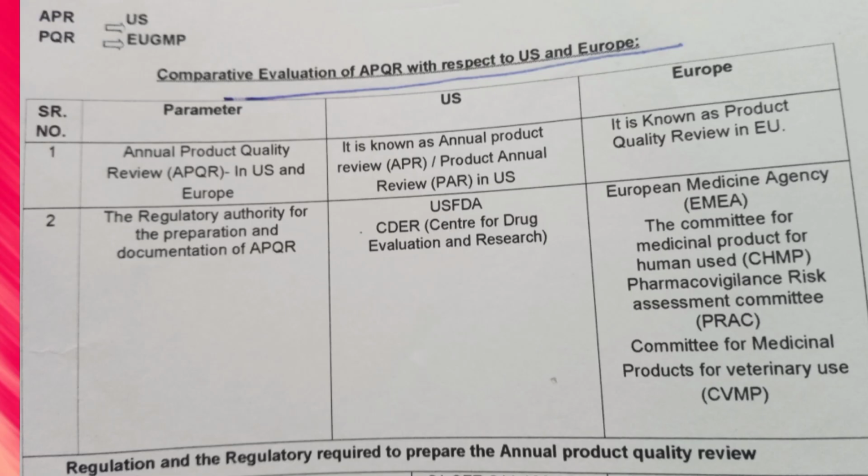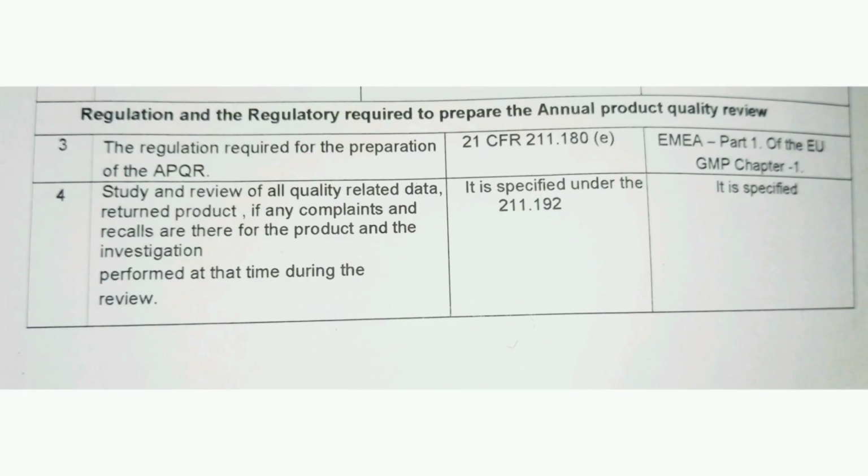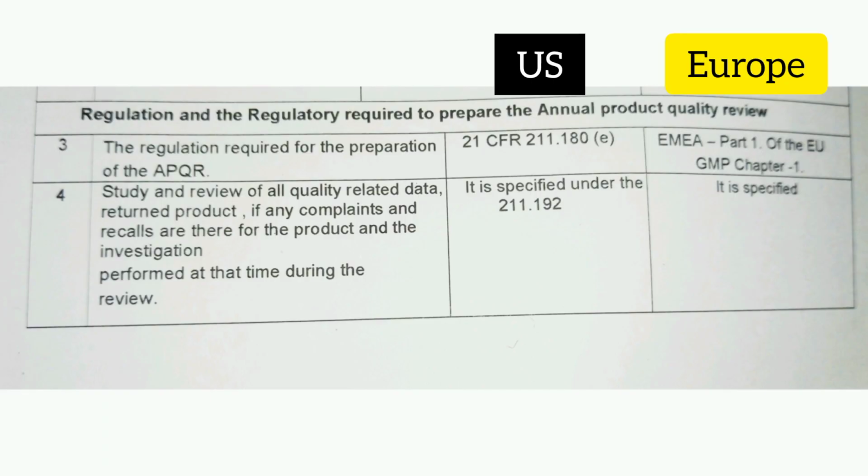Comparative evaluation of APQR with respect to US and Europe. In US it is known as APR or PAR. In Europe it is known as PQR. The regulatory authority for preparation of APQR in US is US FDA, CDER, Center for Drug Evaluation and Research. In Europe it is the European Medicines Agency, EMA, Committee for Medicinal Products for Human Use, CHMP, and for Veterinary Use, CVMP, Pharmacovigilance Risk Assessment Committee, PRAC. Regulation required for US is 21 CFR 211.180(a) and for Europe EMA Part 1 of EU GMP Chapter 1.